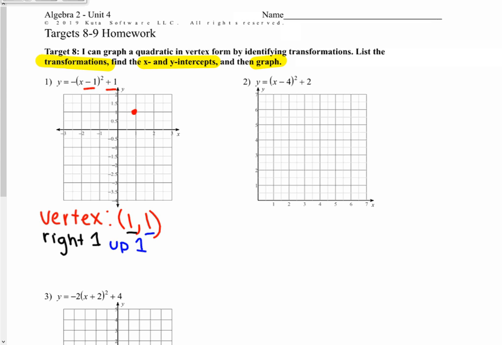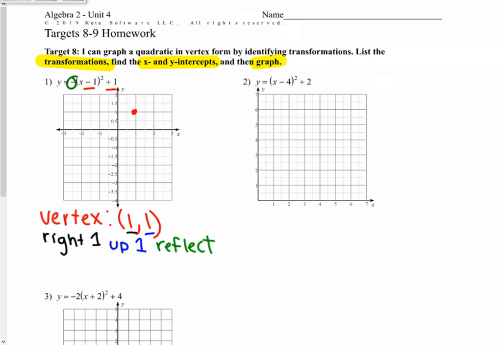Then we always want to look at our a value. My a value here is just a -1. So that negative is going to tell me that my graph's reflected. So I know it's going to be opening upside down. There's no stretch or shrink in this one because my a value is 1.